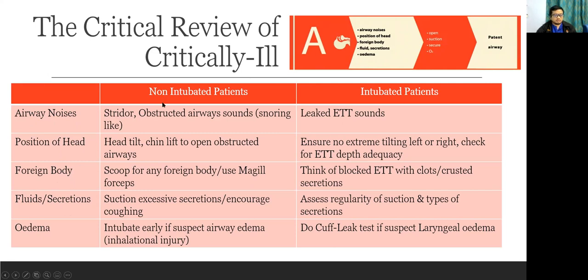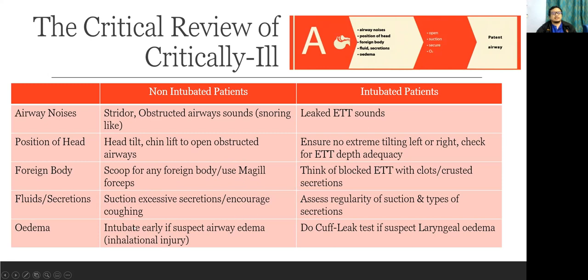So for non-intubated patients, when you see them and review them in the ICU, you have to look for stridor sound, obstructed airway sounds, snoring-like, and if the patient has an obstructed airway sound, you have to do head tilt and chin lift to open obstructed airways. You have to scoop for any foreign bodies or use magic forceps if not possible to use by fingers or hand. And then you have to do suction, excessive secretion from the mouth, and also encourage patient to cough excessive secretion.